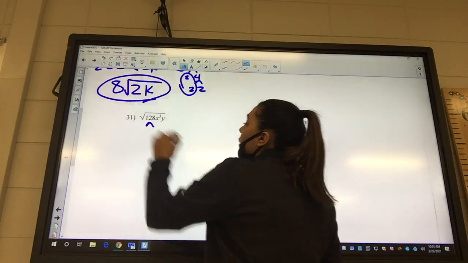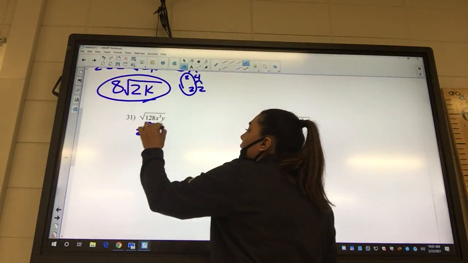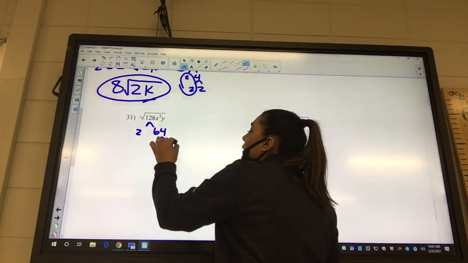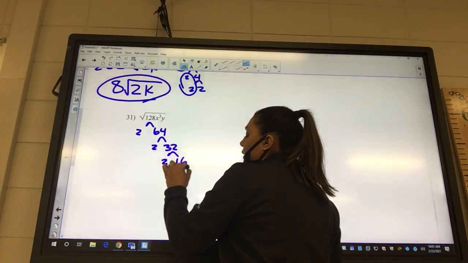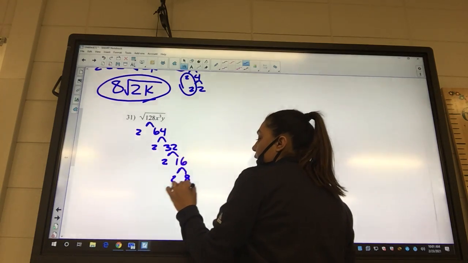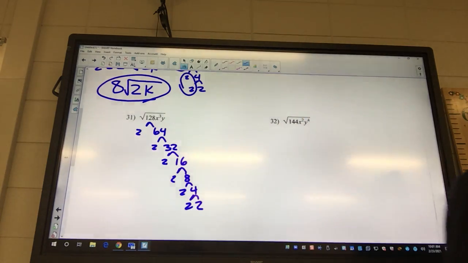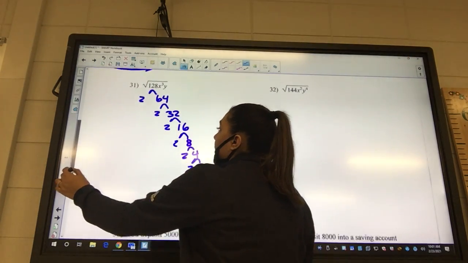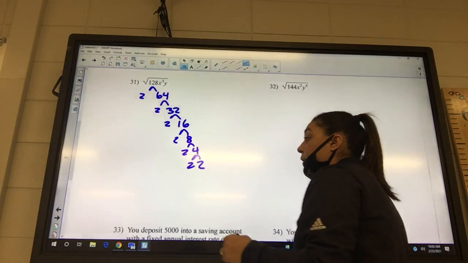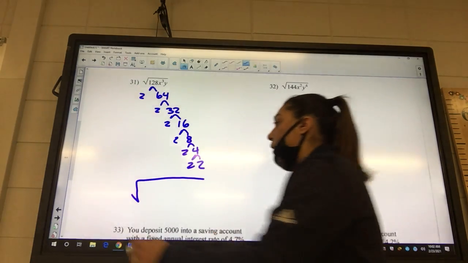Okay, what are some factors of 128? 2 and 64. 2 and 32. 2 and 16. 2 and 8. 2 and 4. 2 and 2. Okay, and you should already know how the radical is going to look. So if you don't want to write all that out, you totally don't have to. We already know what the numbers are going to be. If it's the same number, what's the number going to be? 8 square root of 2.